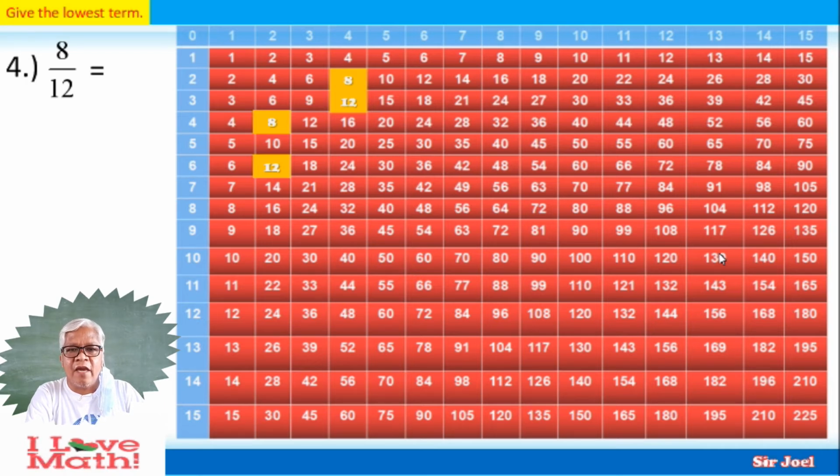Ibig sabihin, 8 divided by 4, the answer is 2. 12 divided by 4, the answer is 3. If you notice, andun ulit tayo sa column 1. So, pagtingin natin sa table, 2/3, wala na namang nakasulat dun sa ating table aside from column 1. So, ibig sabihin, 2 divided by 1 is 2 and 3 divided by 1 is 3. So, ang sagot sa ating tanong is simply 2 over 3 or 2/3. Diba? Ang dali.